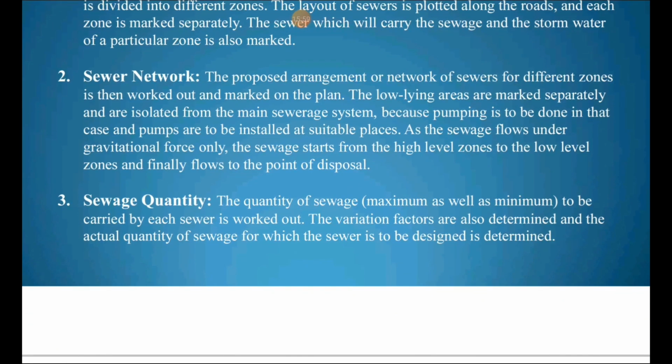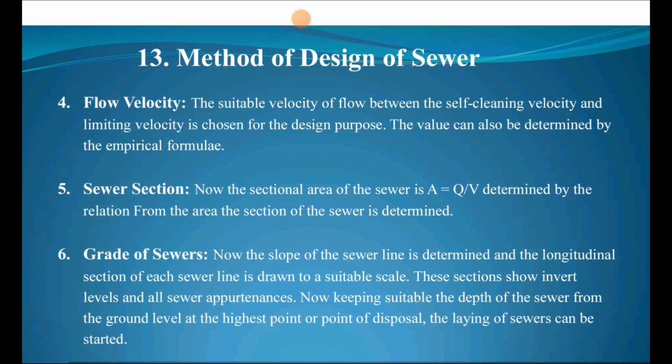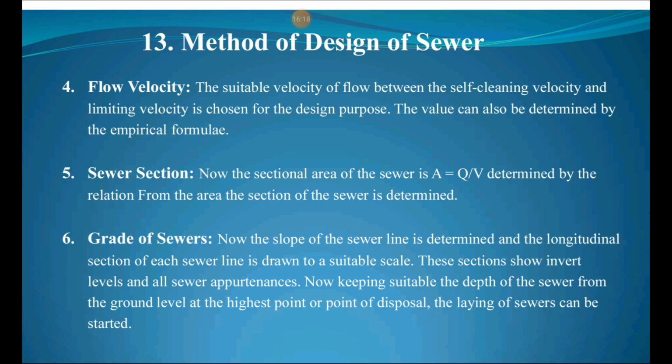And sewage quantity. The quantity of sewage, maximum as well as minimum, to be carried by each sewer is worked out and the variation factors are also determined, and the actual quantity of sewage for which the sewer is to be designed is to be determined. Then we are going to discuss the method of design of sewer, the fourth point, that is flow velocity. The suitable velocity of flow between self-cleaning velocity and limiting velocity is chosen for the design purpose. The value can also be determined by the empirical formulae.